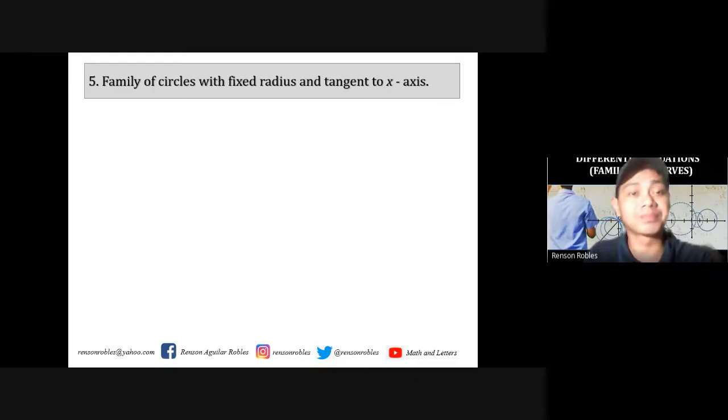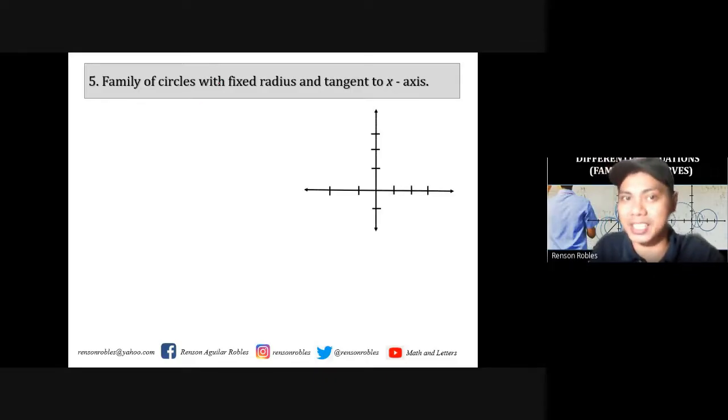Another one. All right. Family of circles with fixed radius and tangent to the x-axis. You can see the word fixed. So which means fixed radius, meaning the radius here, which will be represented by r, is a fixed constant, is not arbitrary, right? Because we have the word fixed.